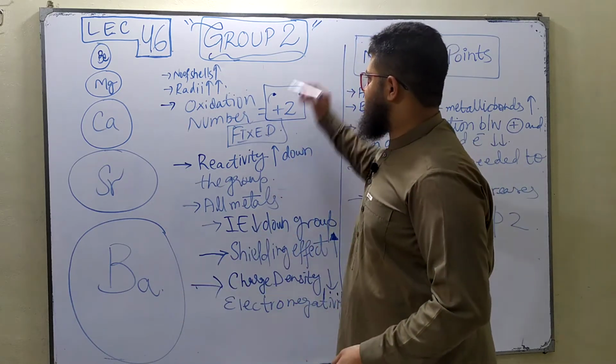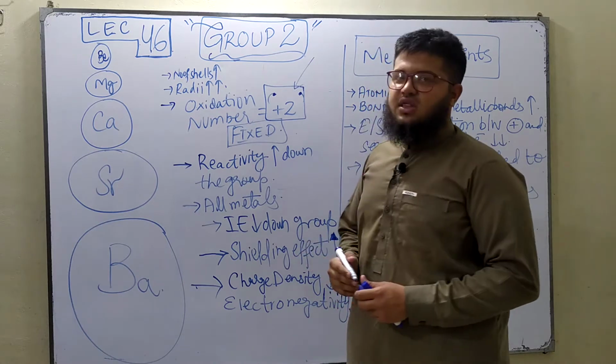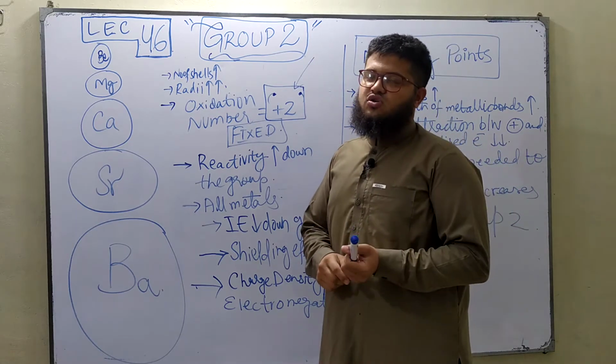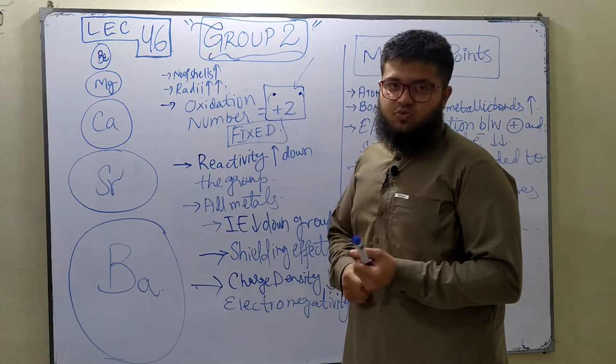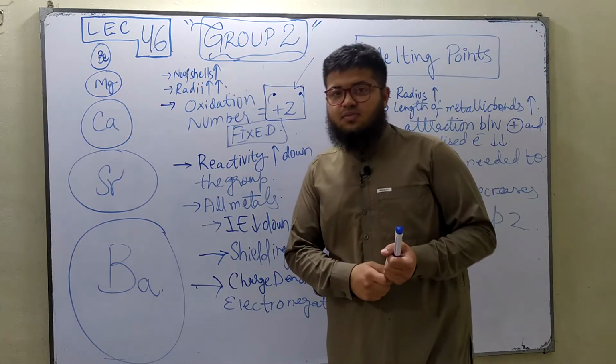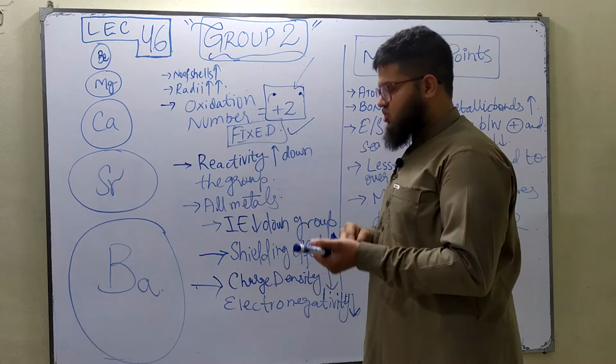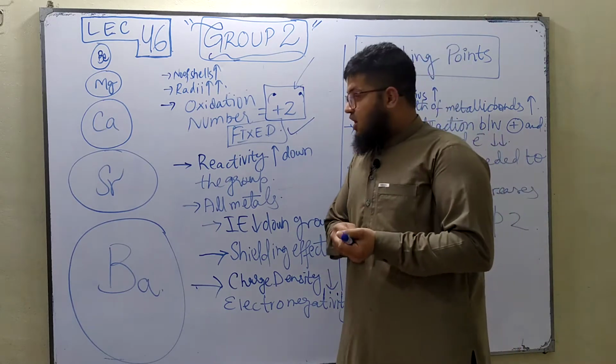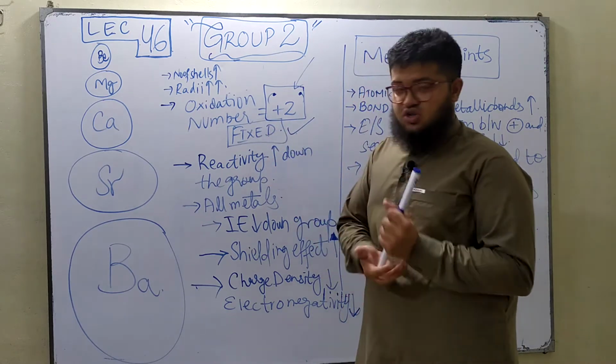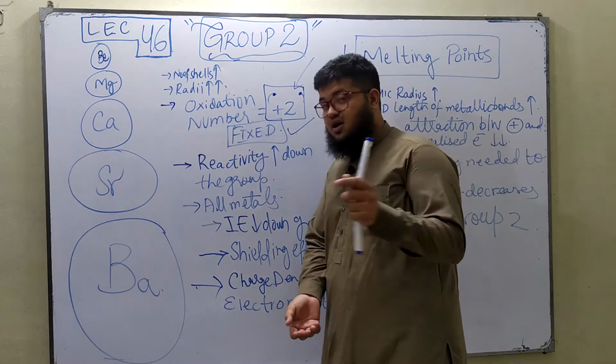Their oxidation state is fixed at +2. Okay, meaning they have two outer shell electrons, and they can lose both electrons to form divalent positively charged ions, and that's the only oxidation state, the fixed and most stable oxidation state in which they exist. No other oxidation state exists in our A-level chemistry.